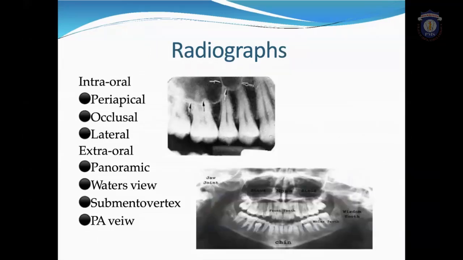Radiographs are mainly of intraoral and extraoral methods. In intraoral methods, we proceed with normal intraoral periapical X-ray, then occlusal X-rays, and then lateral X-rays. Whereas in extraoral methods, we proceed with panoramic X-ray, Waters view, submentovertex view, or posterior-anterior view. These are the views of radiographs used for diagnostic evaluation of the maxillary sinus.